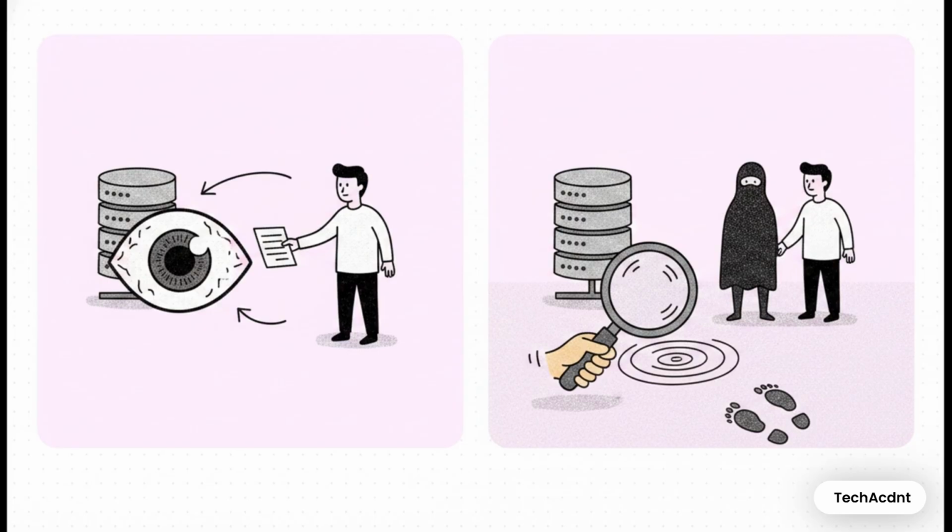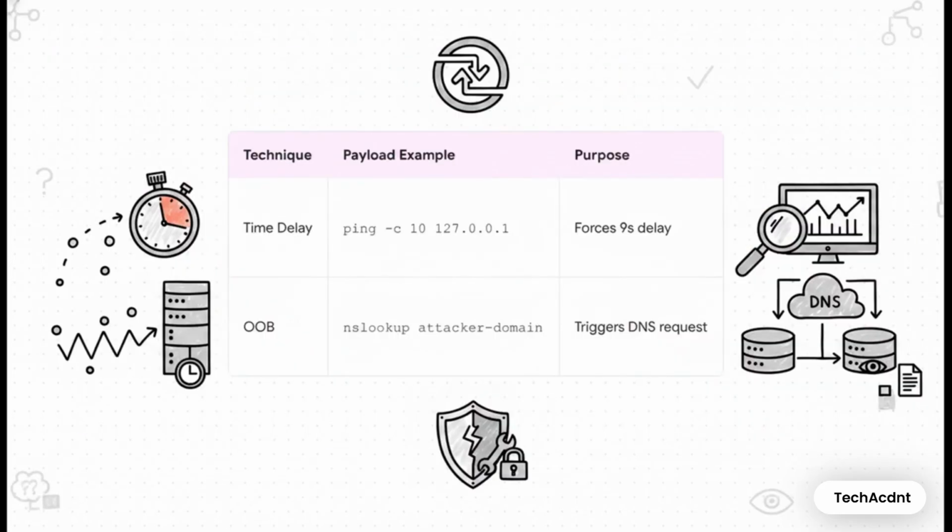So how do you even know if it worked if you can't see the results? Well, you have to use indirect inference. Here are two highly effective blind techniques. The first is time delay. An attacker injects a command like ping -c 10 at the localhost IP. They aren't looking for text output. They are literally holding a stopwatch.